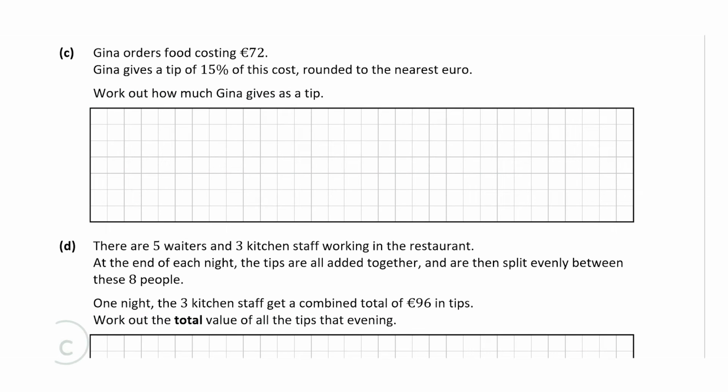Question C tells us that Gina orders food costing €72 and she gives a tip of 15% of this cost, rounded to the nearest euro. So how much Gina gives as a tip, okay? So we have €72 and we're asked basically to find 15% of €72 and then round it. So how do you find 15% of something? There's 2 ways. You can divide it by 100 and then multiply by 15. Or else you can multiply it by 0.15. Okay, if you were asked to find 75%, I'd multiply it by 0.75 and so on.